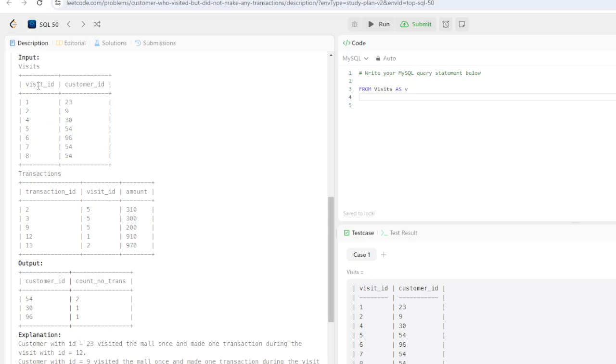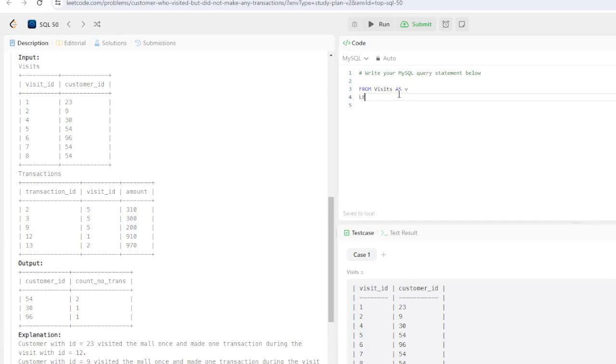I don't get all the visit id column, right? So that's why I don't have to do an inner join. What I need is all of these visit ids. So for this I will do a left join, because I am considering this visits table as the left table, right?